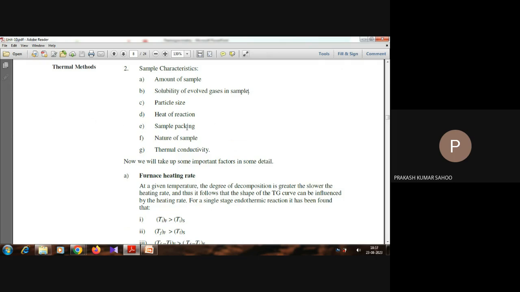That is, whether it is cubic close packing or hexagonal close packing, or what type of geometry it has, monoclinic, triclinic, or something like that. Then we have sample packaging, then the nature of the sample, then thermal conductivity. So this includes your sample characteristics.